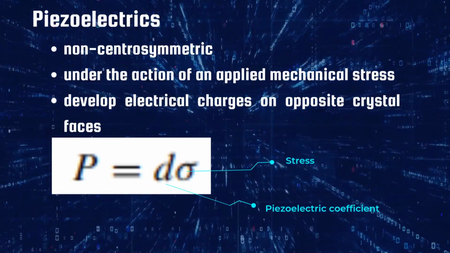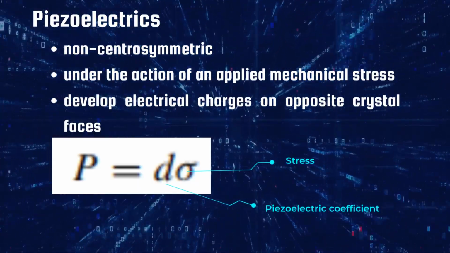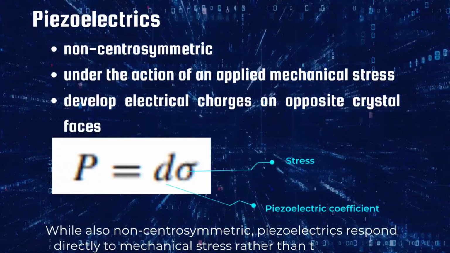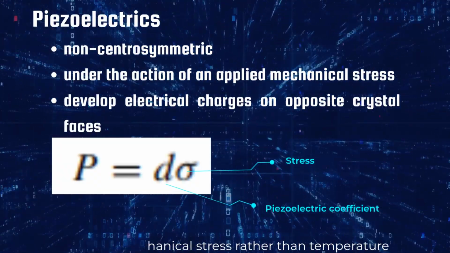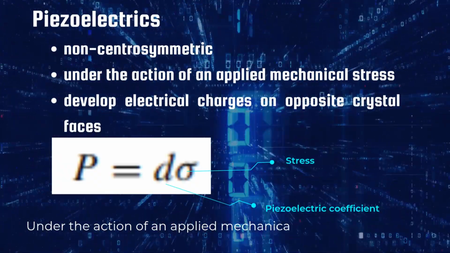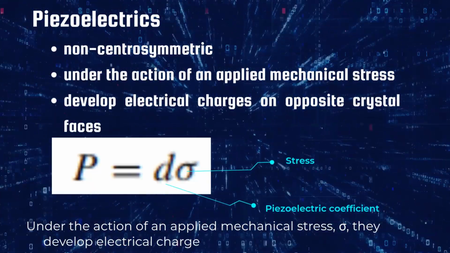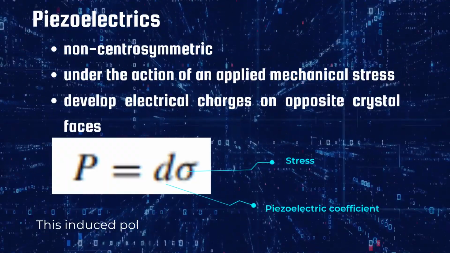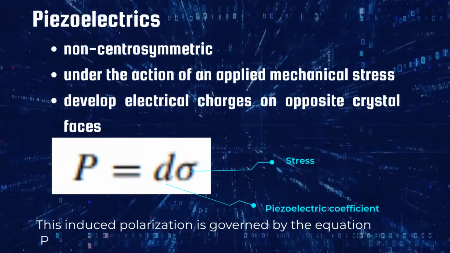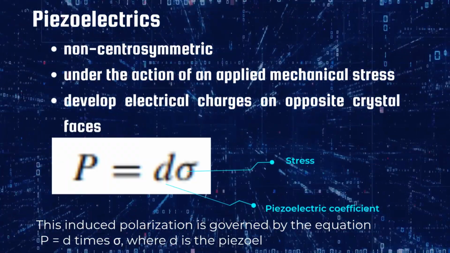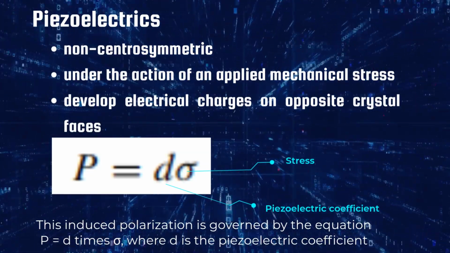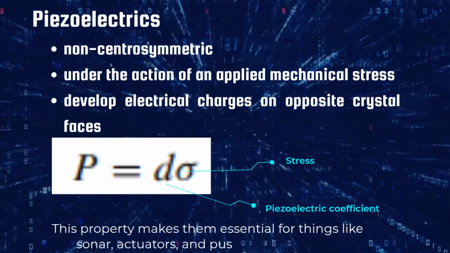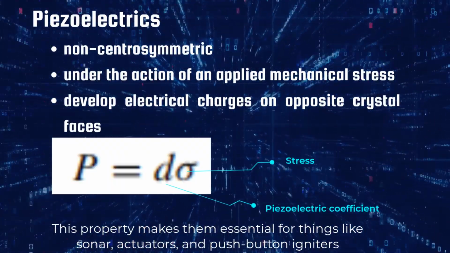Next, we have piezoelectric materials. While also non-centrosymmetric, piezoelectrics respond directly to mechanical stress rather than temperature. Under the action of an applied mechanical stress, sigma, they develop electrical charges on opposite crystal faces. This induced polarization is governed by the equation P equals d times sigma, where d is the piezoelectric coefficient. This property makes them essential for things like sonar, actuators, and push-button igniters.